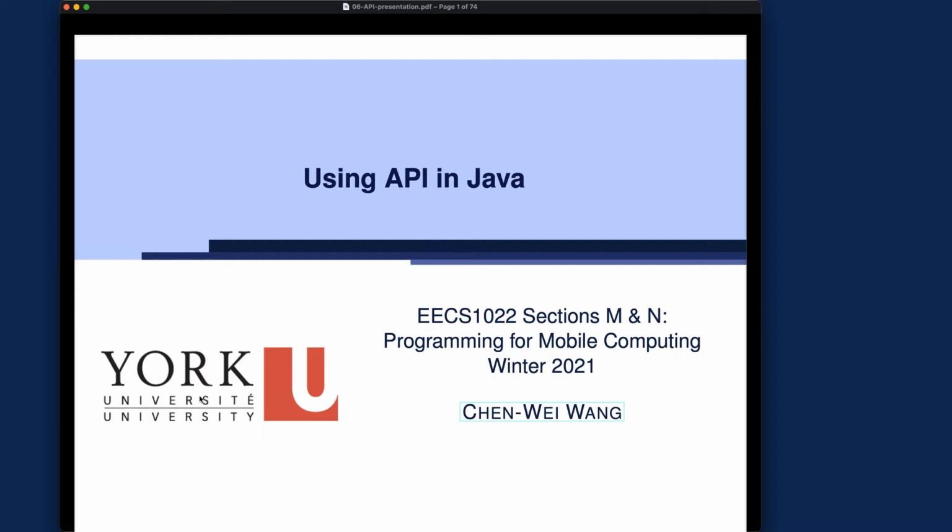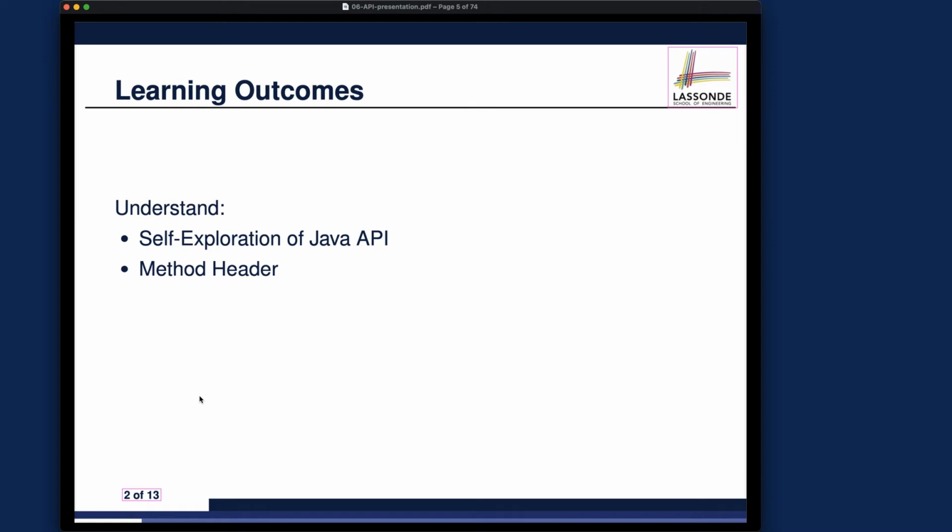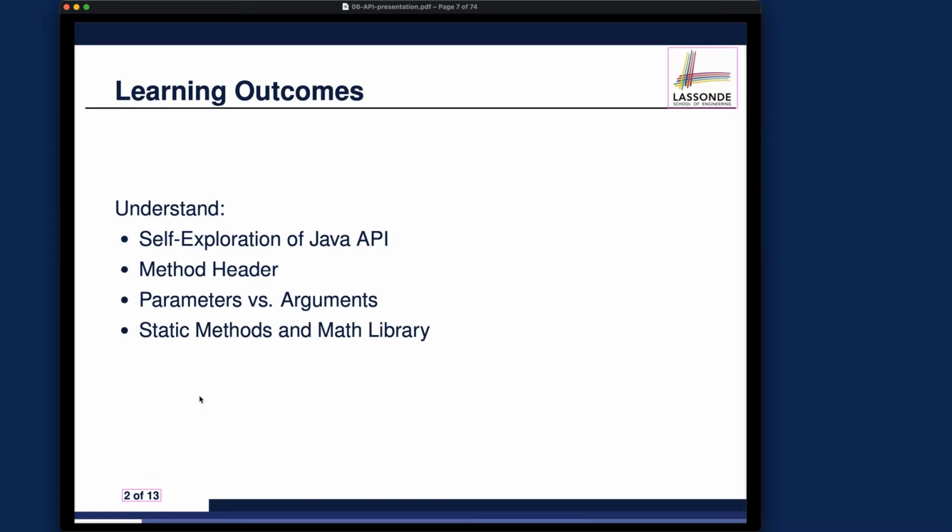As usual, let's take a look at the learning outcomes to see what we want to achieve before we dive into the details. Number one, we want you to know how you can explore by yourself the Java API, standing for Application Programming Interface. So we'll look at 3 case studies of the 3 classes. And also we'll review the concept about method headers and parameters versus arguments. So these will be important terminology when we actually talk about using Java API methods. And we'll talk about 2 categories of library methods you can use.